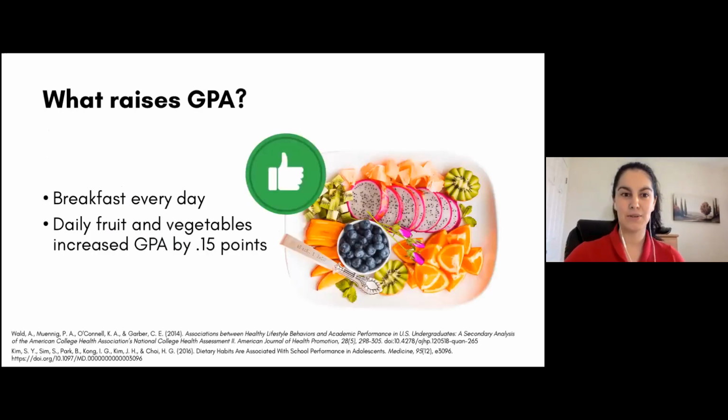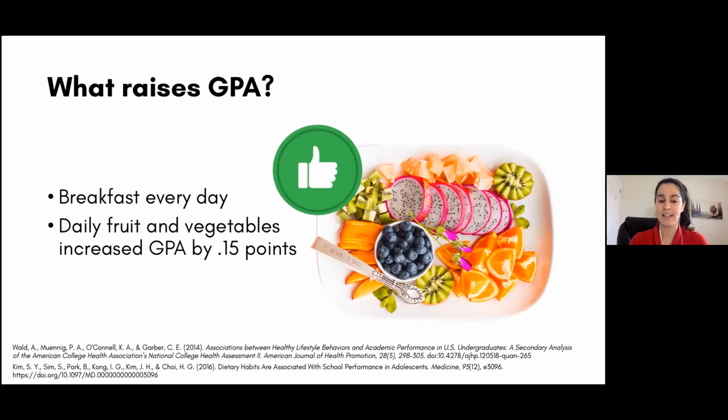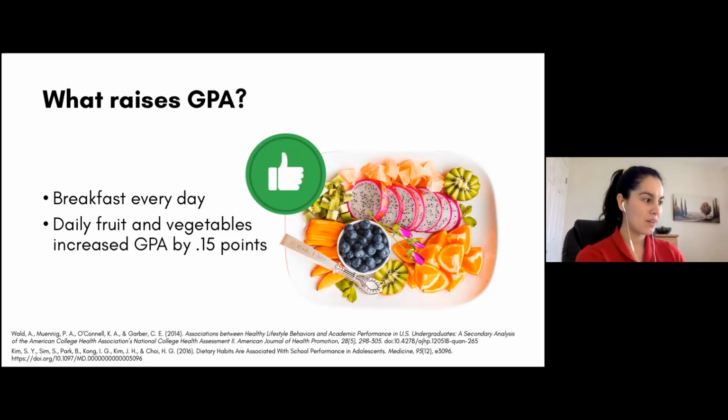So let's get into ways we can raise our GPA. There was a study done on students in Korea, aged 12 to 18. And this study uncovered that students who ate breakfast every day, that is 7 days a week, had a higher chance of better academic achievement compared to students who never ate breakfast, 0 days a week.